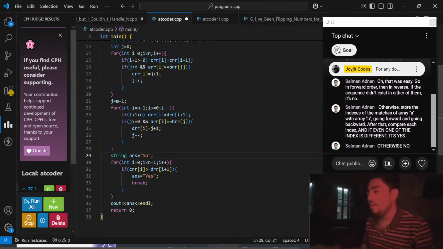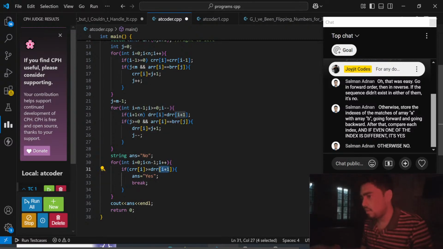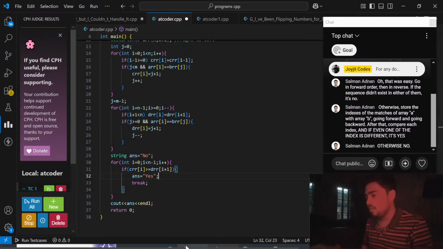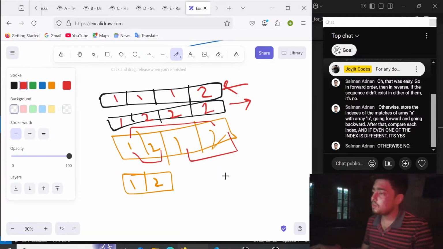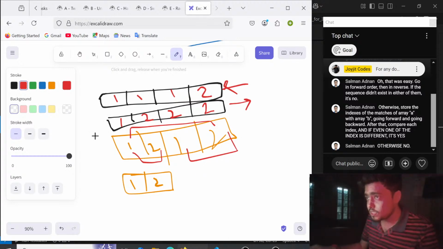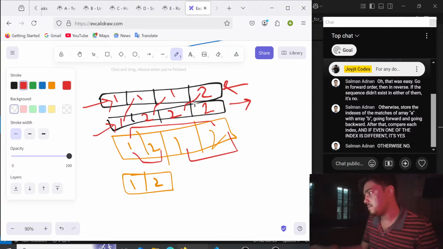Answer is initially no. At any position, if you find that CR of I is greater than or equal to DR of I plus 1, then it's a yes. Is this greater than or equal to this? Yes. Is this greater than or equal to this? No. Is this greater than or equal to this? Yes. Right? Any doubt till now? So this is a yes condition, right?